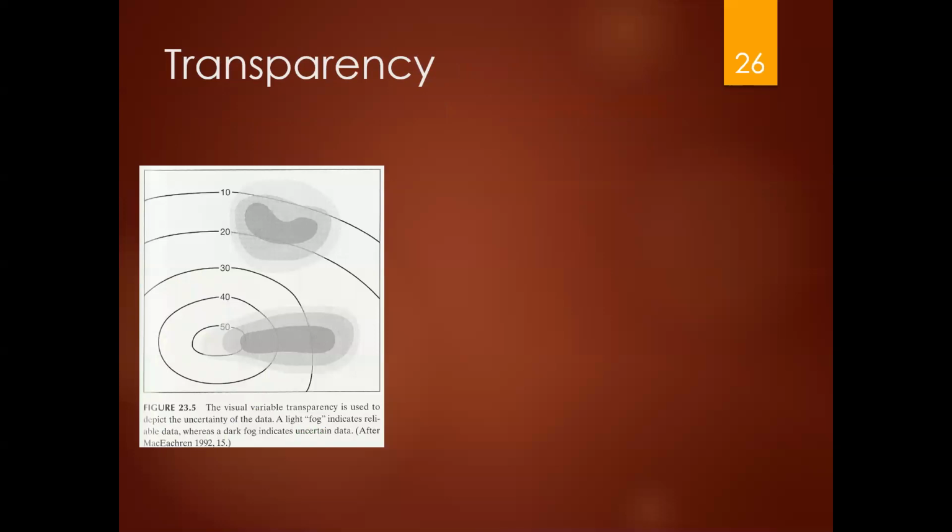Okay, here, transparency, how to use it for uncertainty. Here is a contour line map. I think the variable transparency is used to depict the uncertainty of the data, right? It could be air pressure or another variable, but it doesn't matter. A light fog indicates reliable data, whereas a dark fog in the center of these two areas indicates uncertain data. So here, the less transparent part is for high uncertainty. The more transparent part is for low uncertainty, right?